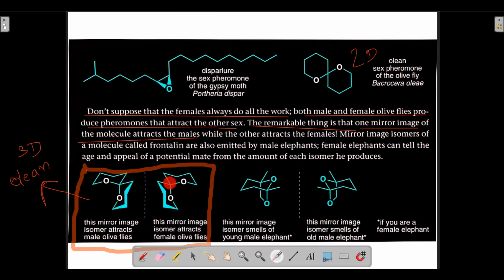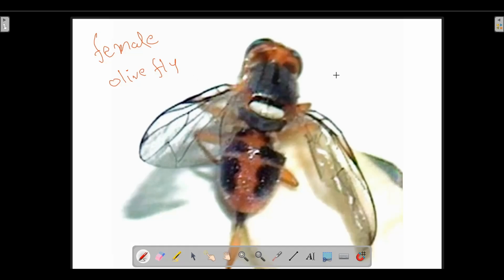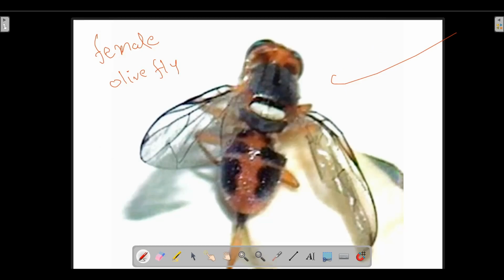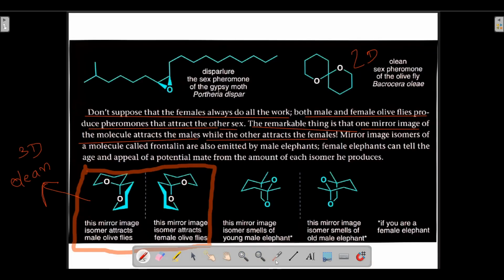While the other mirror image of the same compound attracts the females. So this mirror image attracts females, and this mirror image attracts males. That is what is written in the sentence: mirror image isomers of a molecule. Now this discussion on olive flies is over. These are olive flies: this is a female olive fly, and this is a male olive fly.